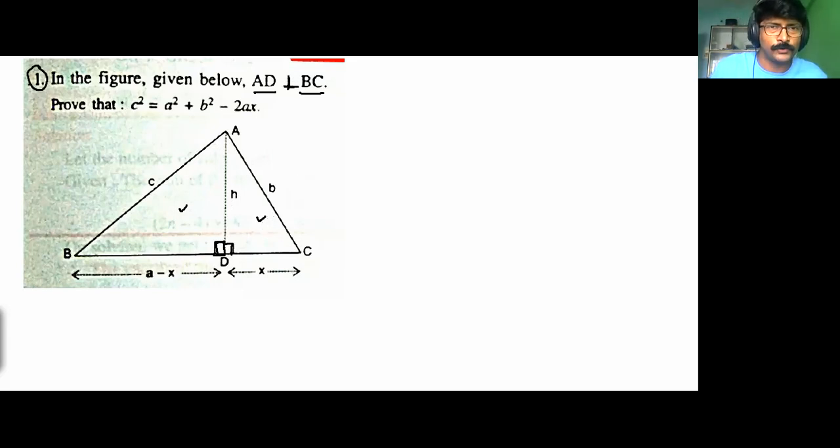Okay, what do we have to prove? We have to prove that c square is equal to a square plus b square minus 2ax. So this is what we have to prove. And then they have given some alphabets. This is side x, this is a minus x, this is side c, and this is side b. In general, you remember students, in a right angle triangle, the side opposite to angle C is denoted with small c. Similarly, side AC, which is opposite to angle B, is in general denoted as small b. This is the general rule, not hard and fast. And this is the height. Altitude is generally denoted with the alphabet h.